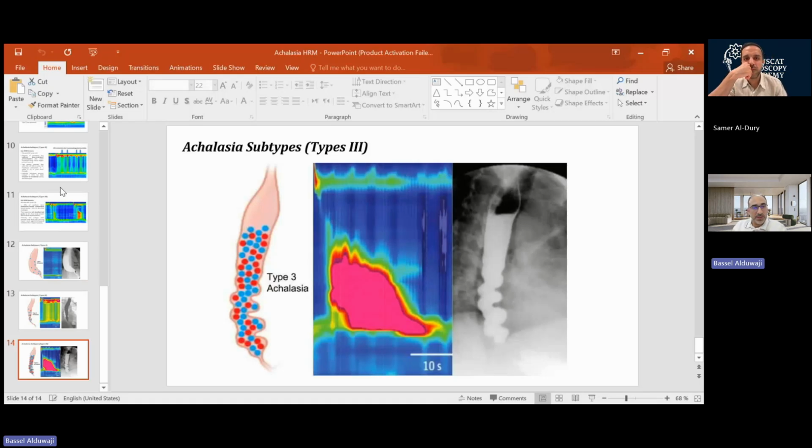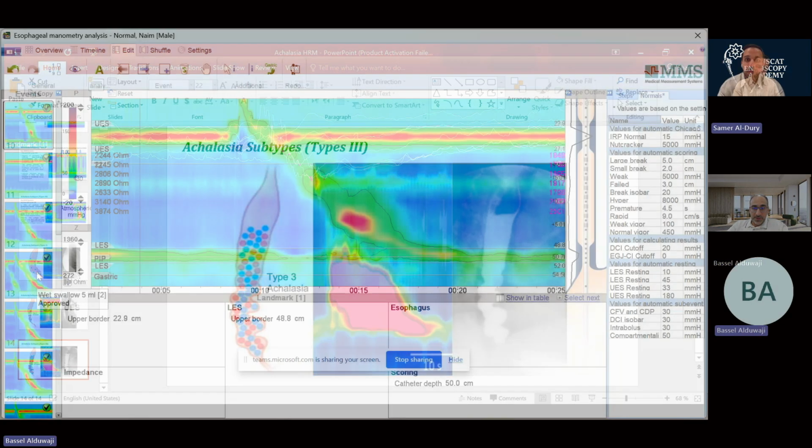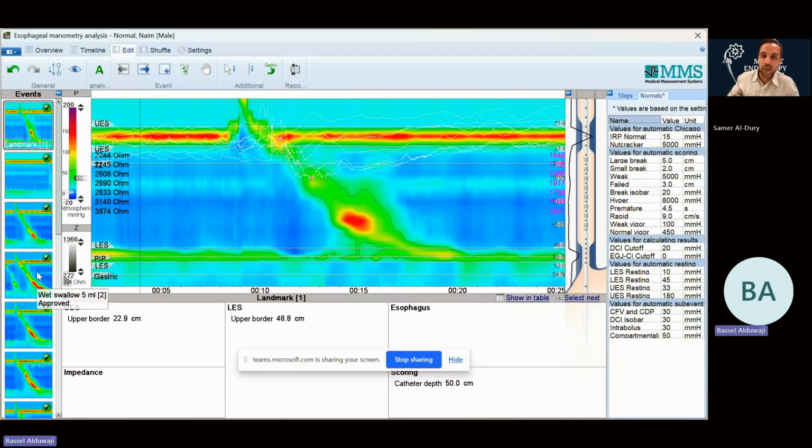Again, during all the cases that I did and attended, achalasia type 2 is about 95% of the achalasia that we diagnose. So I will now present some cases from the software, how it will look. This is just to remind you how the normal looks, before we go to present the abnormal.